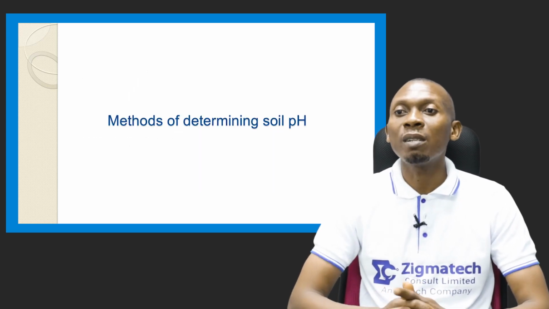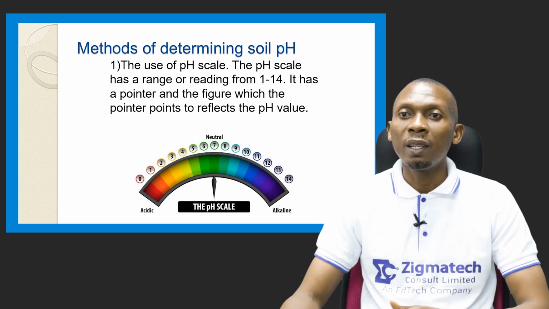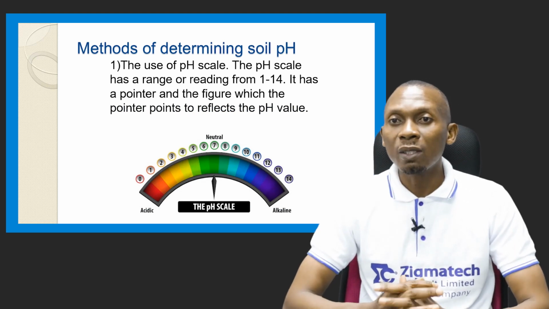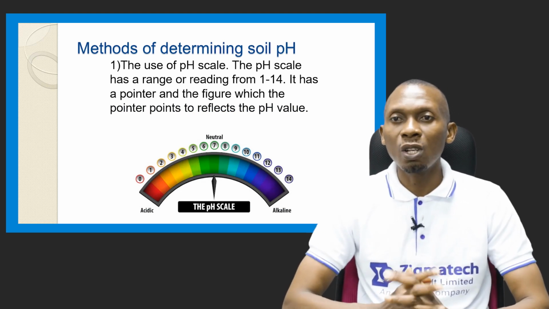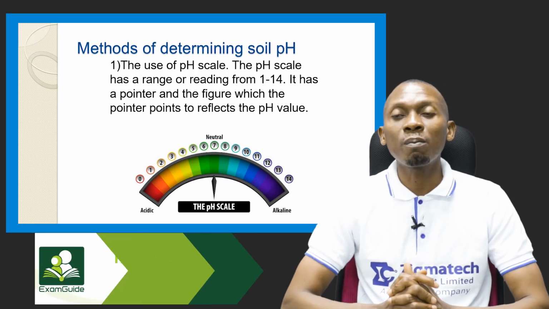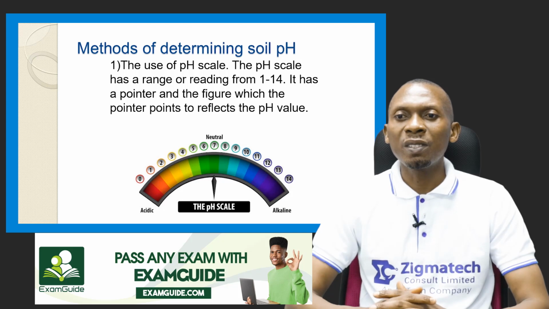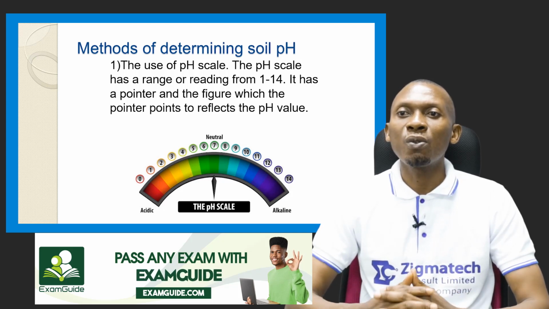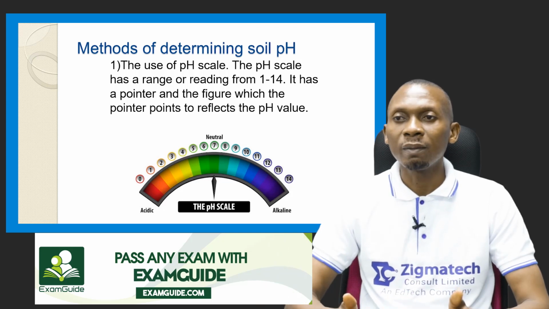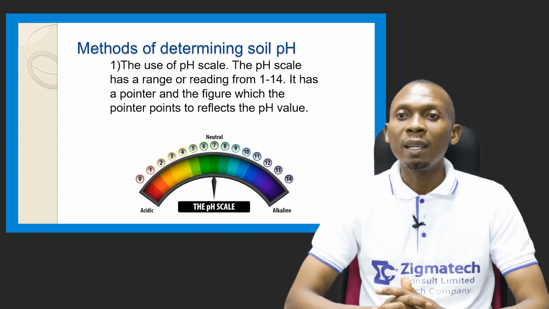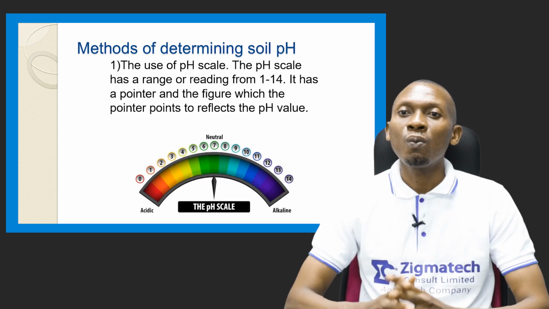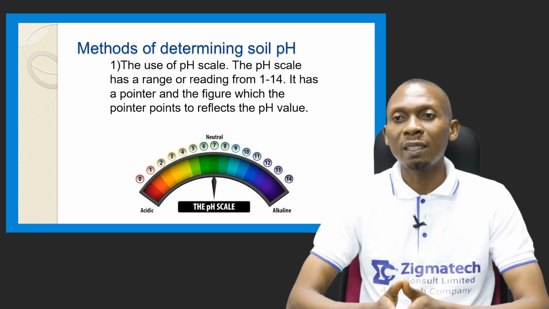Now, how can we determine our soil pH? There are different methods. We'll just take a look at some of the methods by which we can determine soil pH. The first here is the use of the pH scale. Now, what's a pH scale? It's just a scale that shows a range or reading from 1 to 14. It has a pointer and the figure which the pointer points to reflects the pH value.